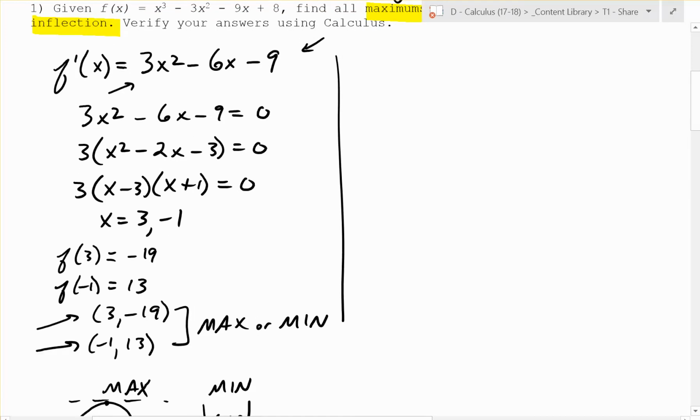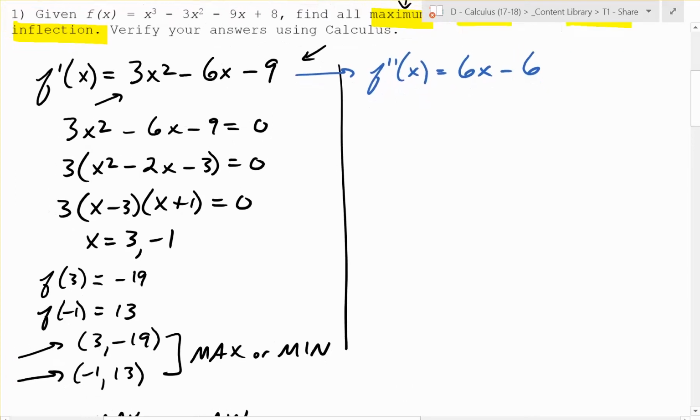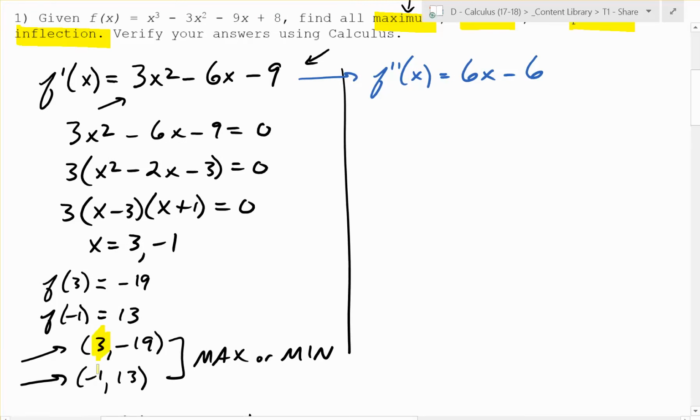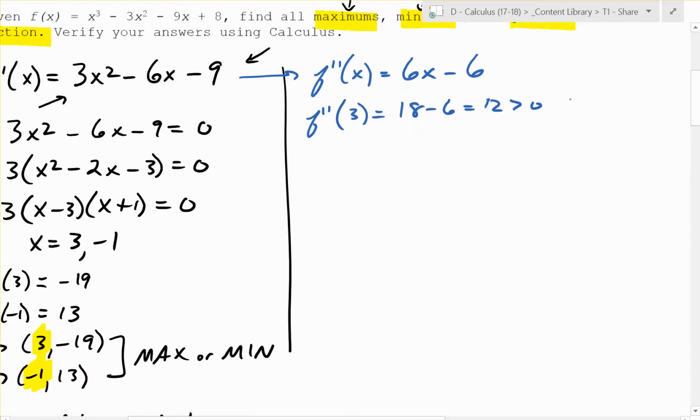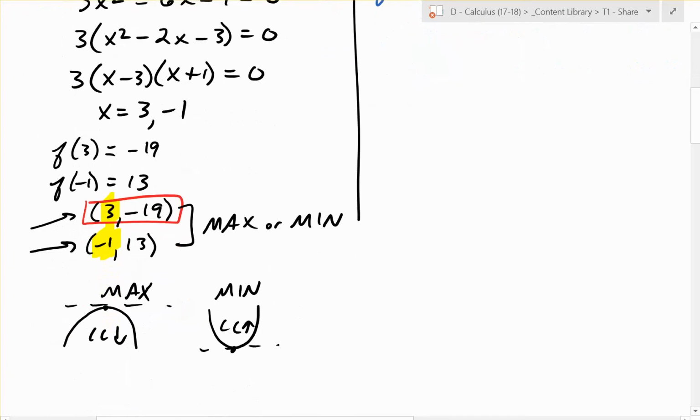To study concavity, we need the second derivative. So if this is our first derivative right here, our second derivative, it's still a polynomial. We can use the shortcut, and it's going to be 6x minus 6. So now we want to know what is the concavity at each of these points. So we need to plug in the x values into the second derivative. So f double prime at 3 is going to be 18 minus 6 is 12, and that's greater than 0. So that means concave up. So that tells us that this, which one was it? Concave up. So this is going to be a minimum because the derivative is 0 and it's concave up there.